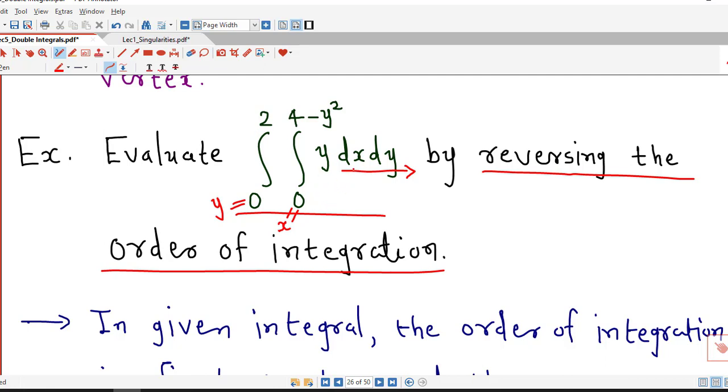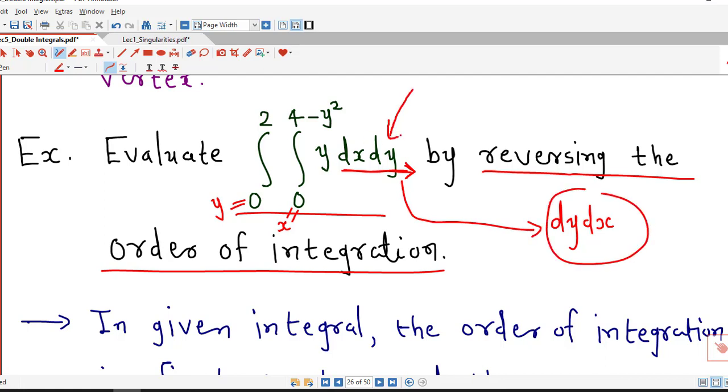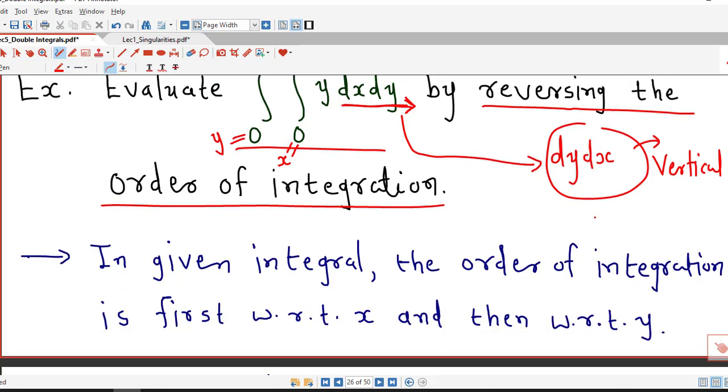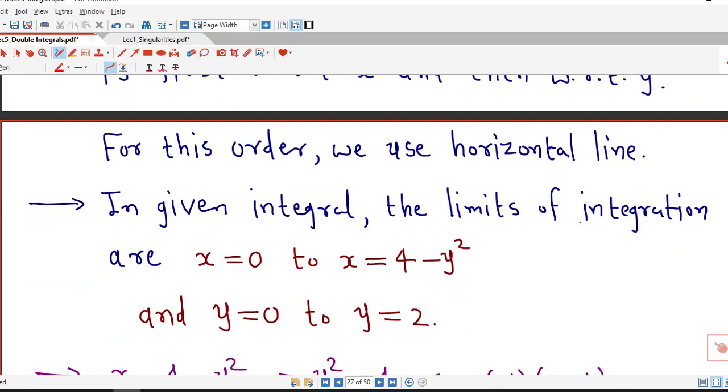In the given integral, the order of integration is first with respect to x and then with respect to y. So we have to change this order. We have to change the given integral from dx dy to dy dx. For the given order we use a horizontal line, so to obtain the new order we will use a vertical line passing through the region. Now using the given limits, we can sketch the region of integration.